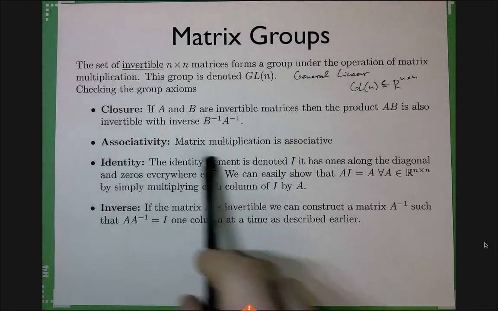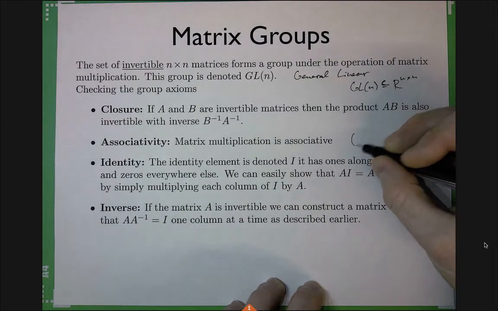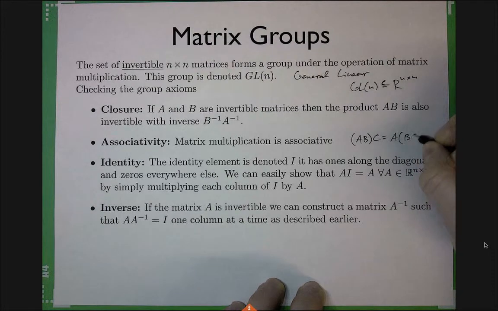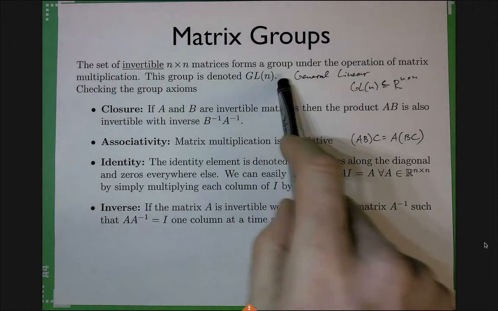So associativity simply follows from matrix multiplication associativity. This is this property for matrix multiplication. That doesn't even need the inverse, right? That works for any matrices, any square matrices. So this by the way implies it's square.